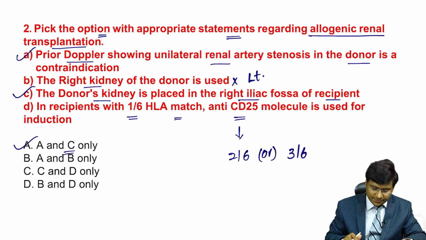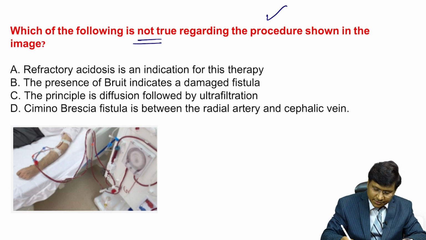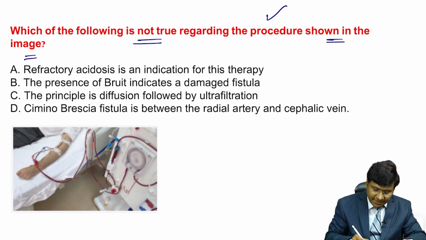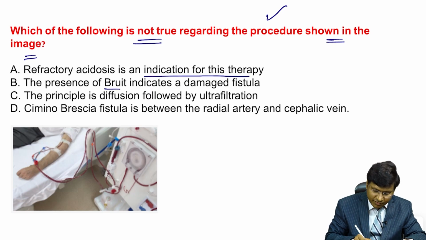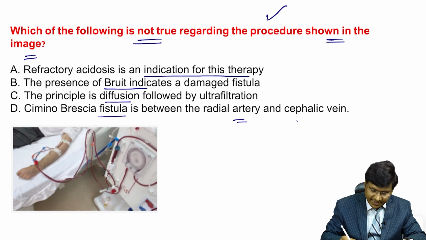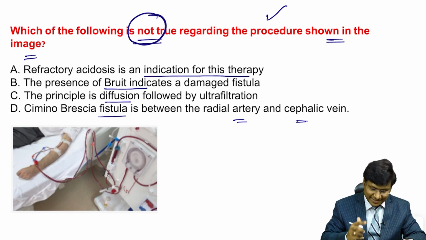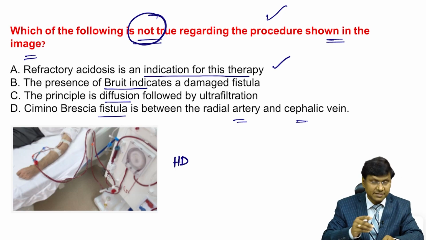All right, next question. Which of the following is not true regarding the procedure shown in the image? The options are: refractory acidosis is an indication for this therapy, that is the first option; the presence of bruit indicates the damaged fistula; the principle is diffusion followed by ultrafiltration; and a Brescia fistula is placed between the radial artery as well as the cephalic vein. So the point is, which is not the true statement. Refractory acidosis is an indication for this hemodialysis. That is a correct statement.